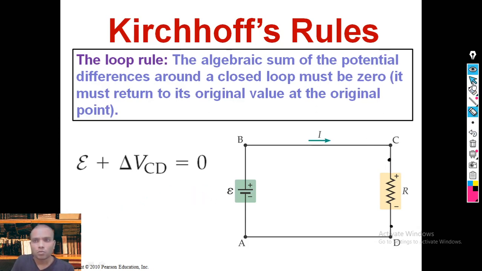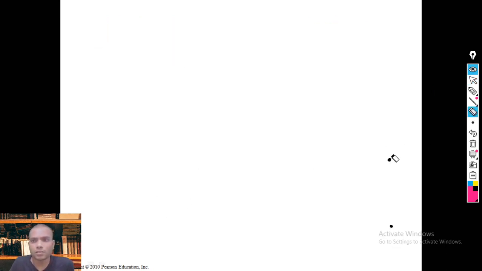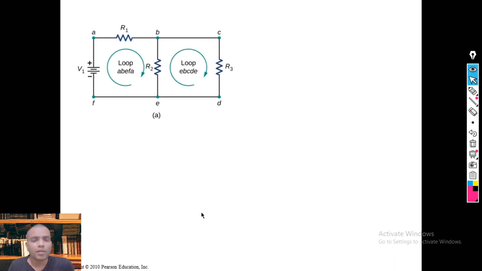So this rule we know as the loop rule. In order to apply the loop rule, first we need to consider a loop. Within that loop, the algebraic sum of the potential differences around a closed loop must be 0. So let us apply this loop rule for a given situation. Suppose a given circuit: depending upon the location where we need to find either resistance or current, we need to consider those particular loops.